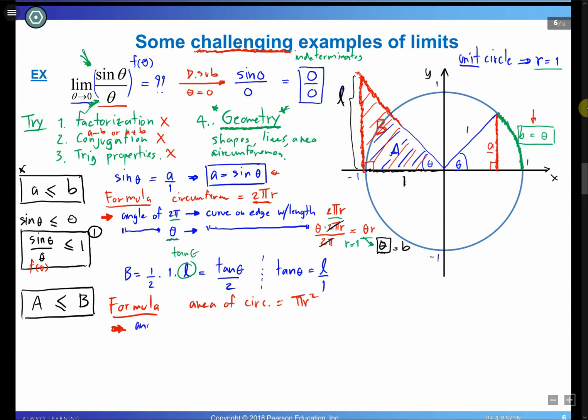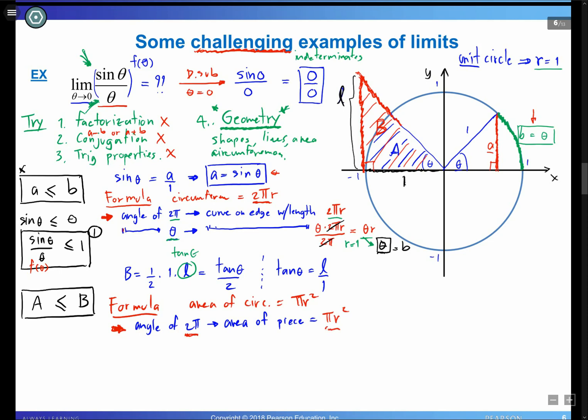So we have angle of 2 pi would give us the area of the circle. Area of the piece equal to pi r squared. Let's take a look at this really quickly. We are talking about angle of 2 pi, the whole circle. Then the area of the piece, so we are talking about the whole circle, is going to be pi r squared.